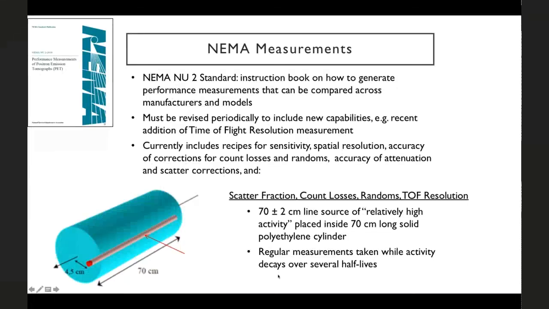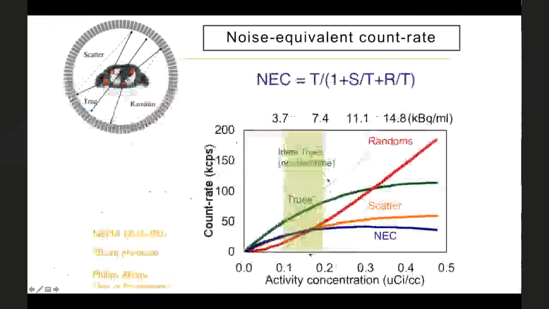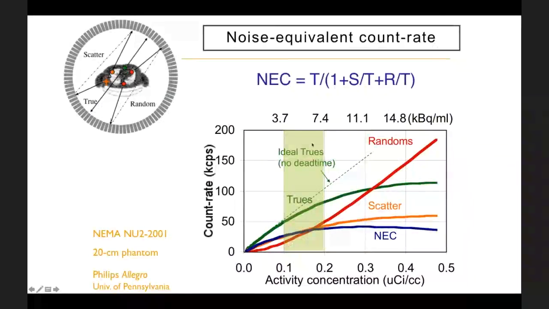So in order to do it, you have this 70 centimeter long polyethylene cylinder. It has a hole drilled down it, and you put a line source of activity down there, so it's an analog for a 70 centimeter long patient. So you have the scattering medium and activity. And then you take measurements over time as that activity decays. And from that, you can derive this sort of graph.